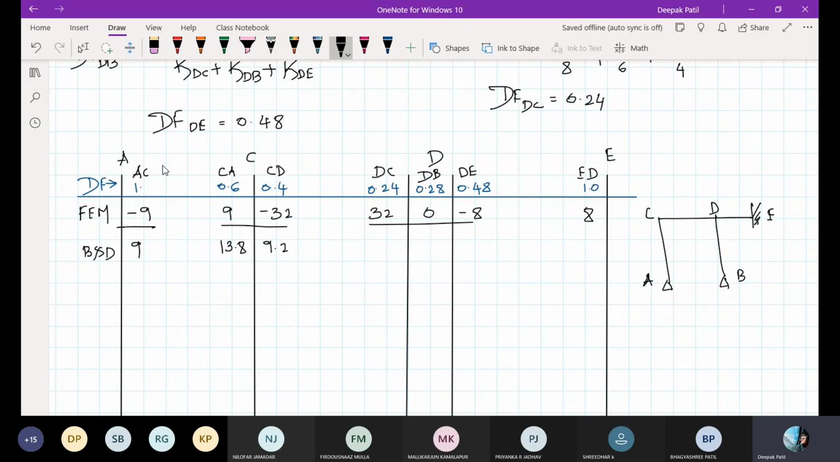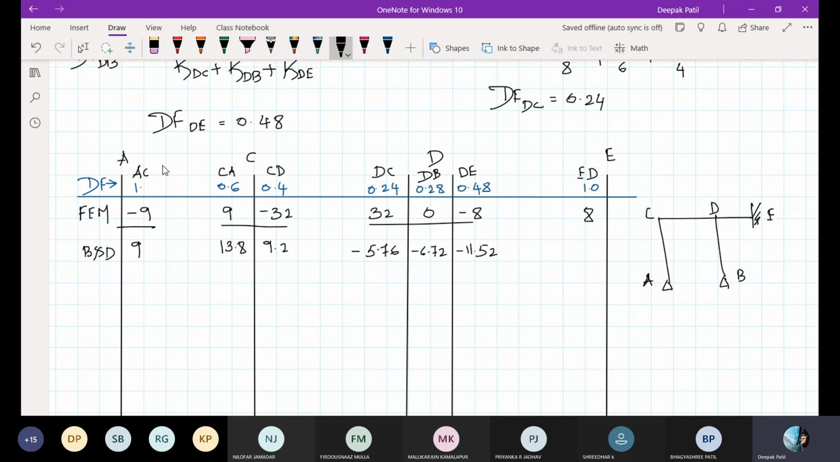Similarly here, the net moment at D is 24. To balance that, you should apply -24. -24 into 0.24 is -5.76. -24 into 0.28 is -6.72. -24 into 0.48 is -11.52.